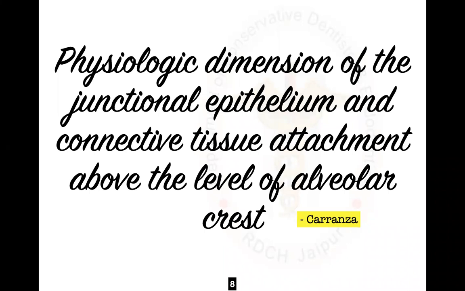Now a lot of things are clear with "above the level of alveolar crest". It means you are not supposed to go below it. If you go below, you're violating the biologic width. Whenever you're planning a treatment on a tooth, what you have to see is whether biologic width is there or not, and if it is there, how much it is and whether it is normal. All these things have to be evaluated before you move on to your treatment. So I repeat, the physiologic dimension of the junctional epithelium and connective tissue attachment, which is above the level of alveolar crest, is known as biologic width according to Carranza.